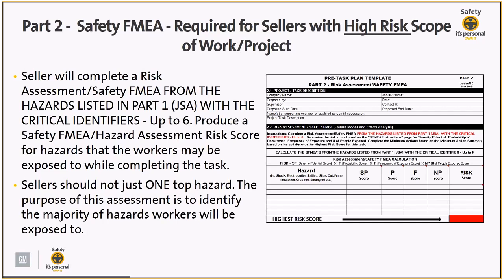For instance, we only require up to 6 because the hazards should have been well thought out and identified in the JSA. The purpose of the safety FMEA is to calculate what is the minimum seller's requirements based on the highest risk, right? So we only require up to 6, but make sure they're putting in there more than simply 1.